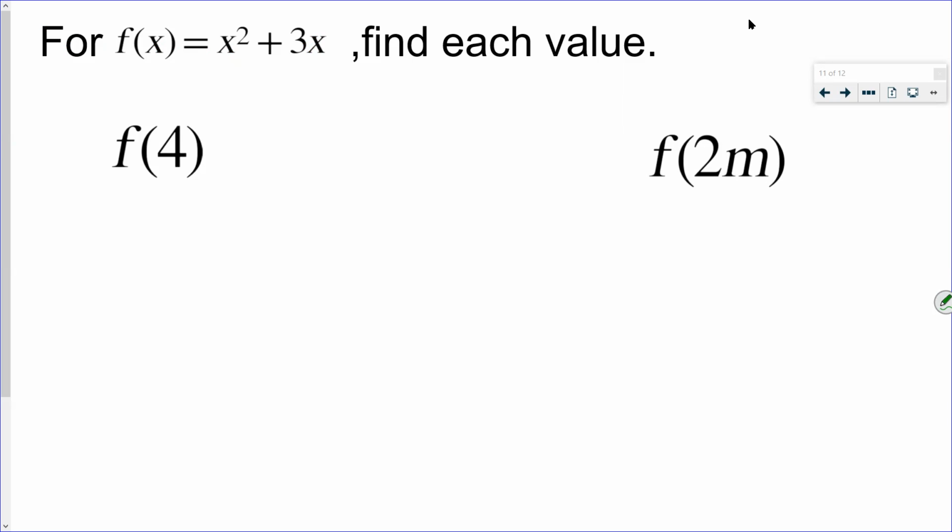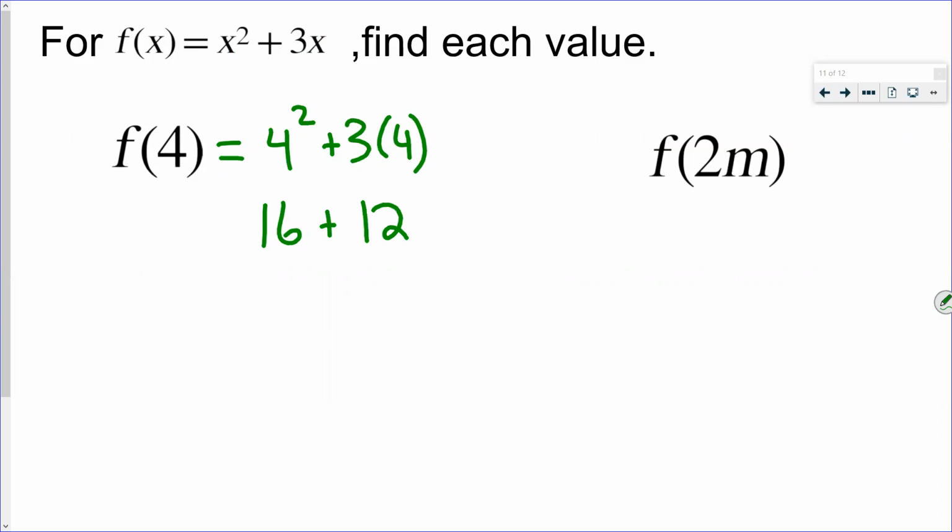So we want to know f of 4. So f of 4, we're going to plug 4 in place of any x. So we're going to have 4 squared plus 3 times 4. Because remember, we're inputting that 4 into anywhere we see an x. And now we just solve. 4 squared is 16. 3 times 4 is 12. So f of 4 is going to give us 28.